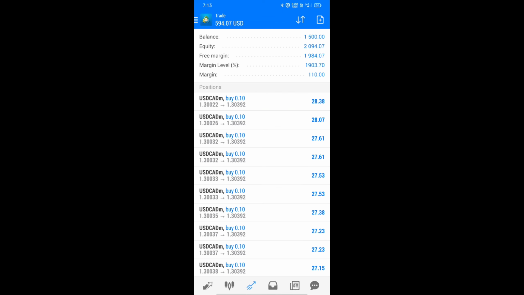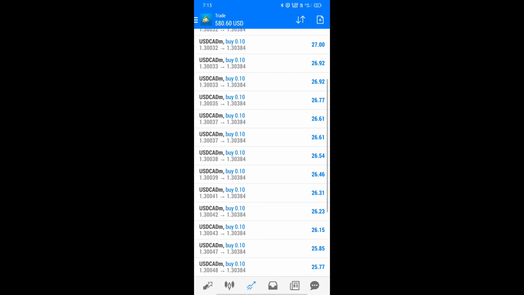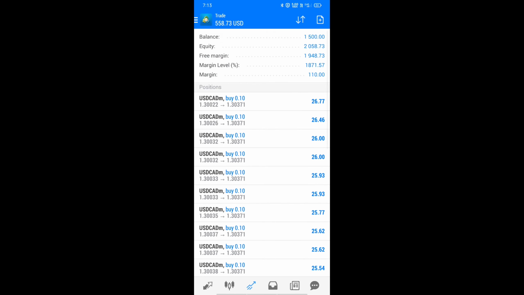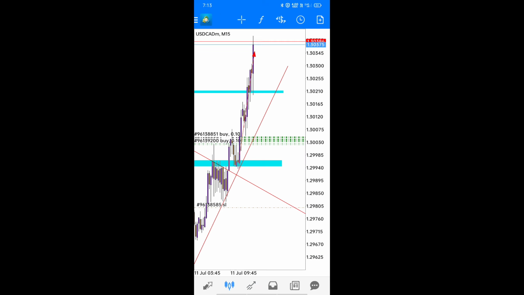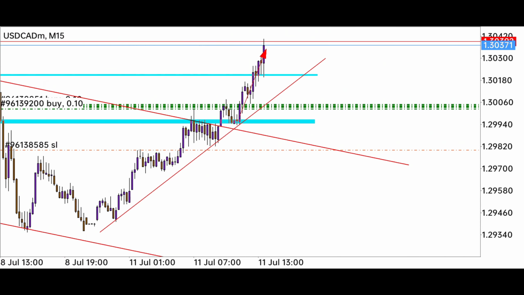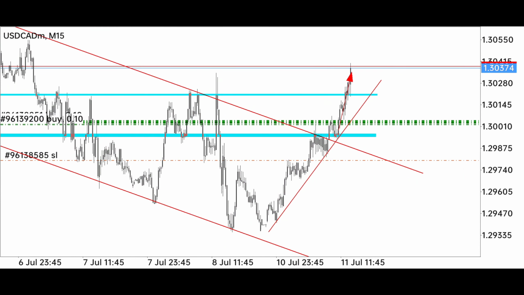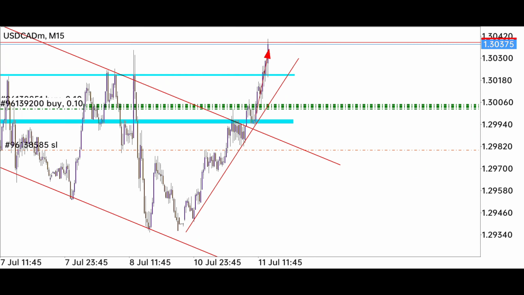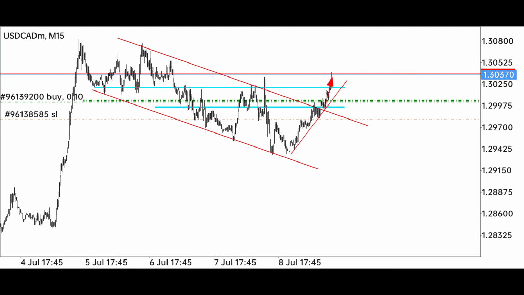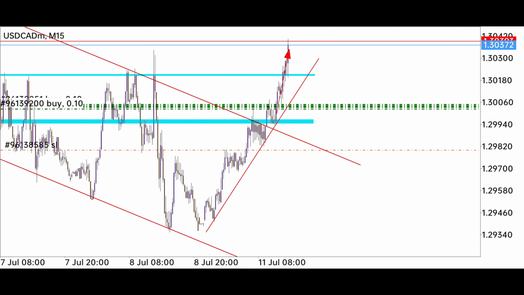We have grown 40% of the account. Our profit is running at $600. The market respects our setup. Here is our breakout strategy that works 70 to 80% of the time.